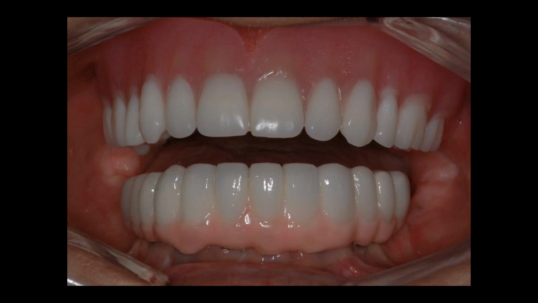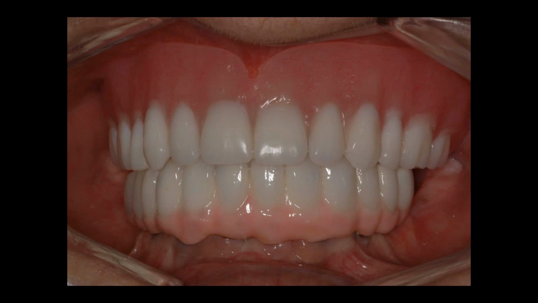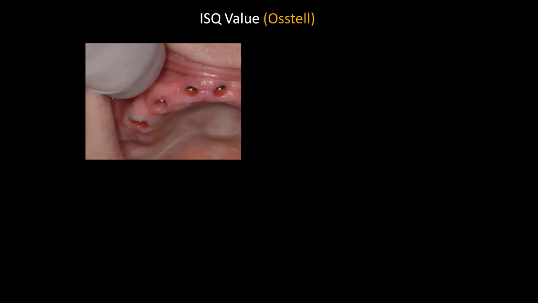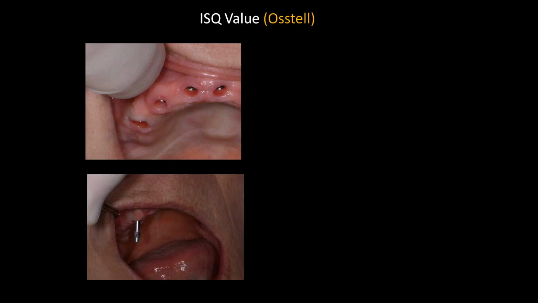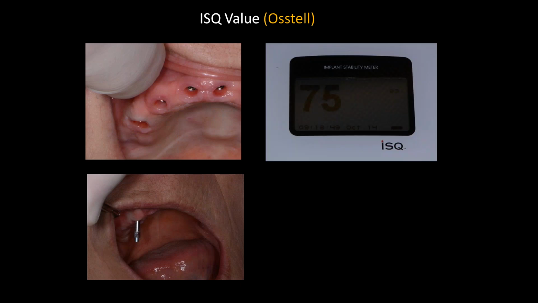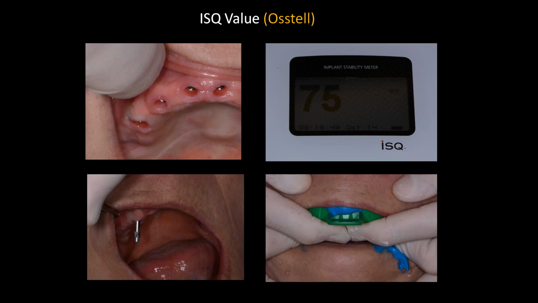And here we see our upper denture. At about 5 to 6 months, the upper arch had healed. So our goal was to go ahead and check these implants to make sure that they are ready for the final restorations. So again, utilizing our Osstell and ISQ, we recorded, and we found that in fact we had a very high reading with our ISQ.